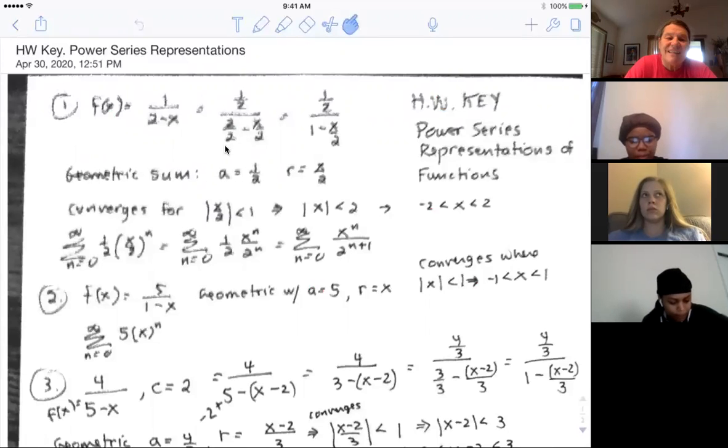I identified, I did whatever I had to do to the function to identify A and R. And then I wrote the series. You can see right here where one of those, I rewrote like I suggested a minute ago. Since A was a half and I had a power on 2 down here, I wrote it as 2 to the n plus 1. So I'll let you look at that.